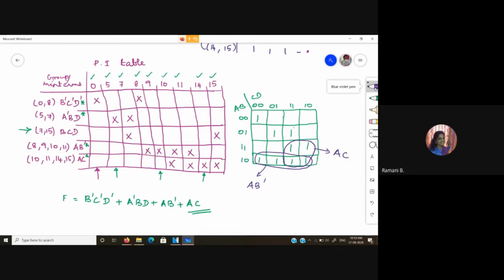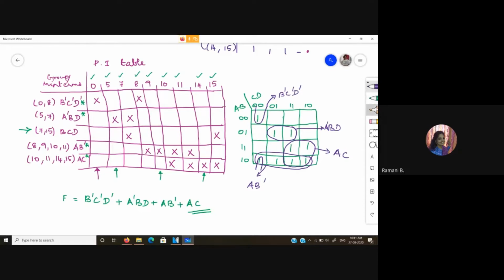Then here, for covering this particular one, you can form a pair over here or over here. However, this 5 does not have any other possible combination, so it is always wise to choose this term. So this gives me A bar B D, and this is with these two ones. So that corresponds to the term B bar C bar D bar. Okay.